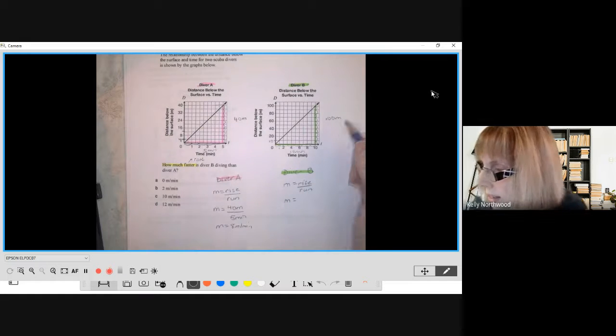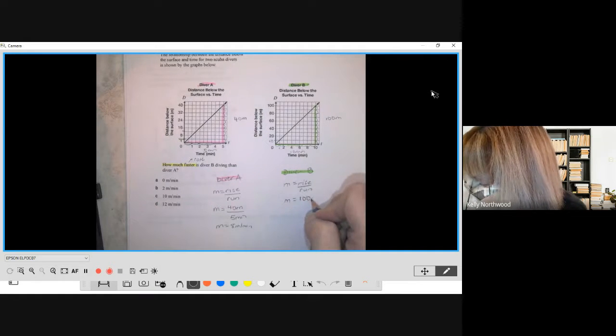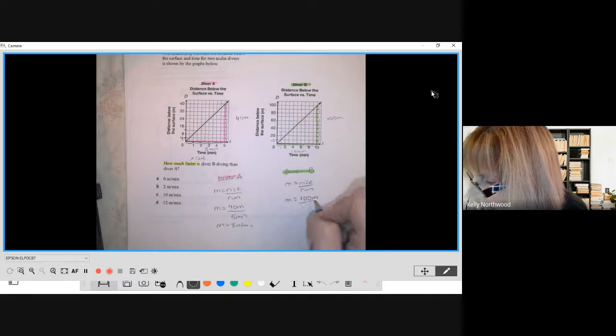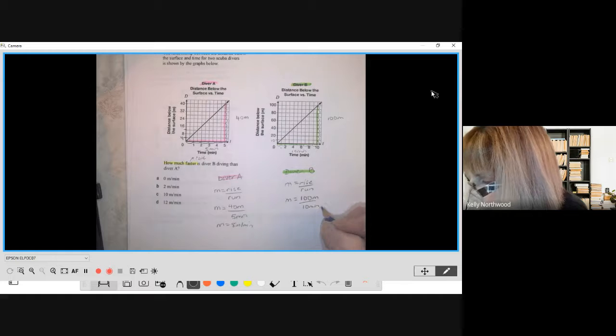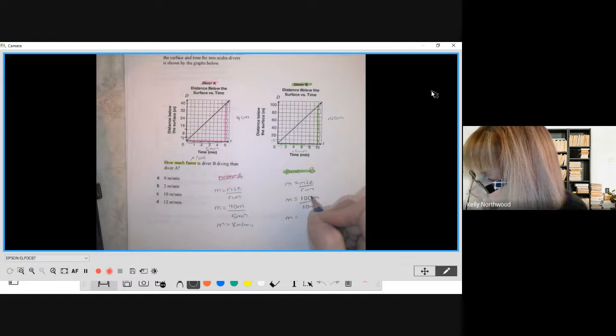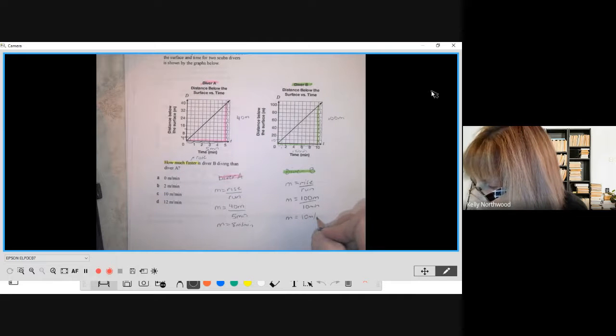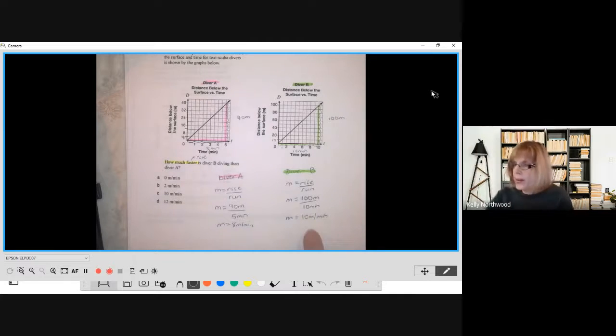So the rise is 100 meters. And the run is 10 minutes. And 100 divided by 10 is actually 10. And if we compare them, we did get 10 meters per minute is faster than 8 meters per minute.